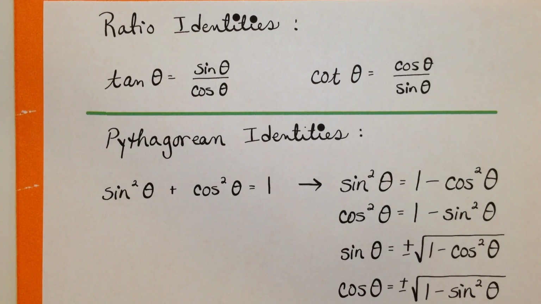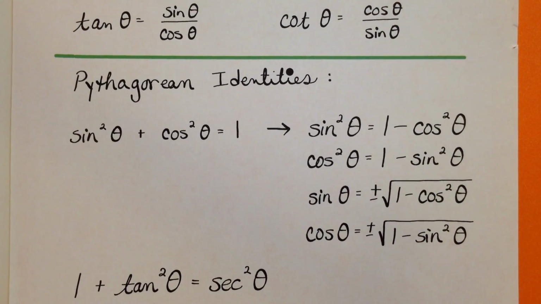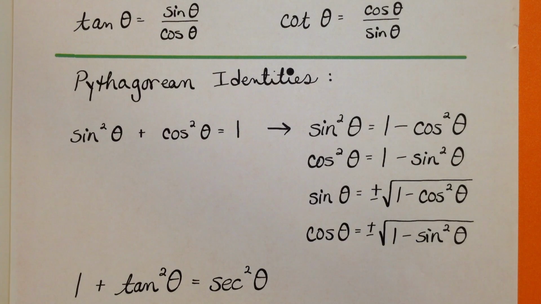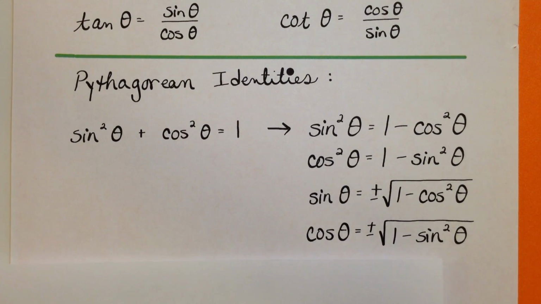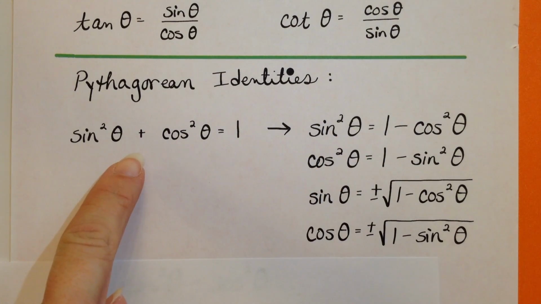All right, next we have Pythagorean identities, and let's talk about these here at the top first. I'll just cover this one at the bottom for just a minute. All right, the first one we're going to look at is sine squared plus cosine squared equals 1. Again, that's called a Pythagorean identity. Now, the 4 that I have listed down the side over here actually all come from this.